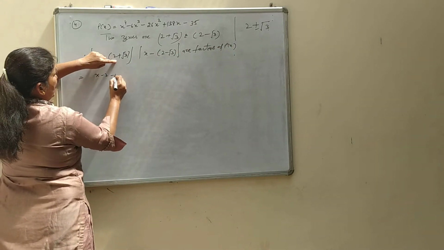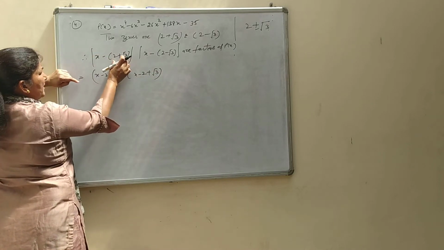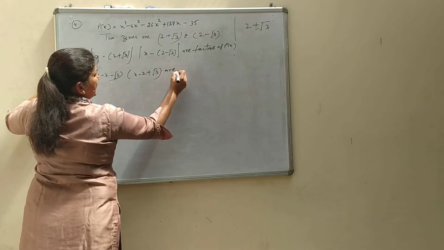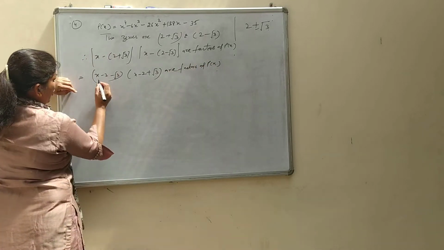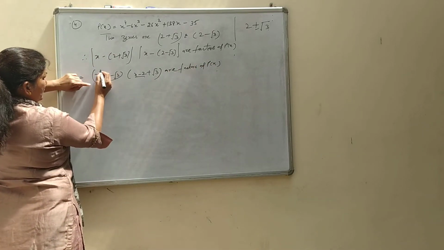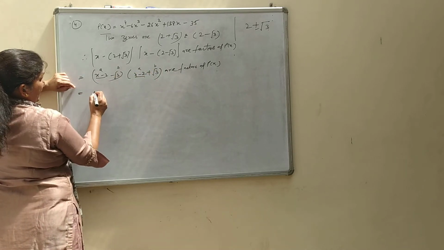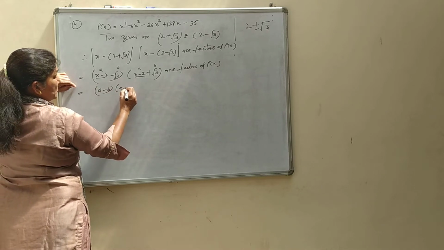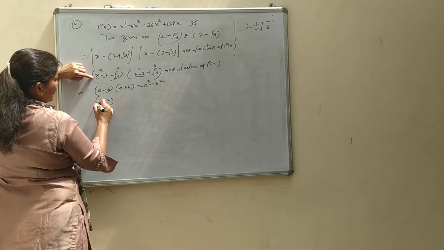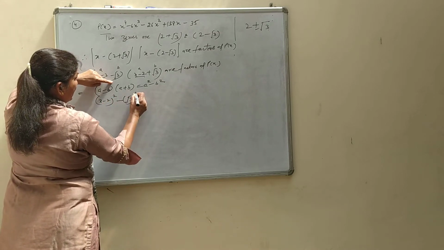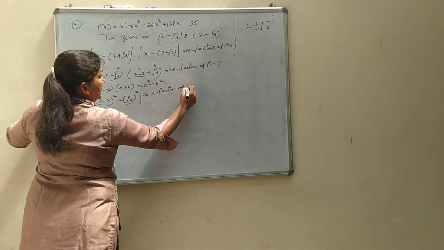X minus 2 minus root 3 and x minus 2 plus root 3. When we move this bracket, the signs will be changed. These are factors of p of x. Now here x minus 2 is a and root 3 is b. Therefore, by using the identity, a minus b into a plus b is equal to a square minus b square. Here a is x minus 2 and b is root 3, and this is a factor of p of x.